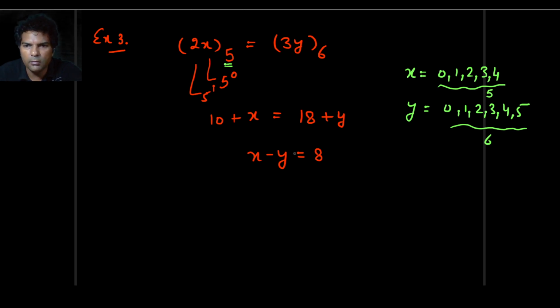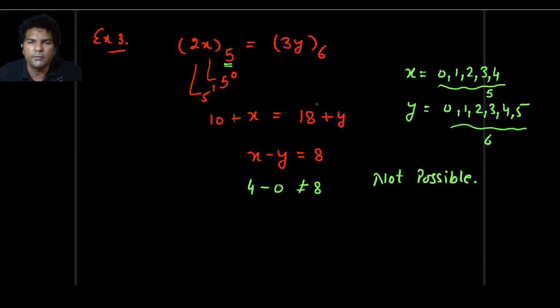So is there any possibility to satisfy this equation x minus y is equal to 8, where x could be anything from 0 to 4, and y could be anything from 0 to 5? Let's say x is the maximum number, 4, and y is the minimum number, 0. So there is no chance to satisfy this equation x minus y is equal to 8. So that is not possible. So the answer is that it is not possible to find the correct value of x and y.